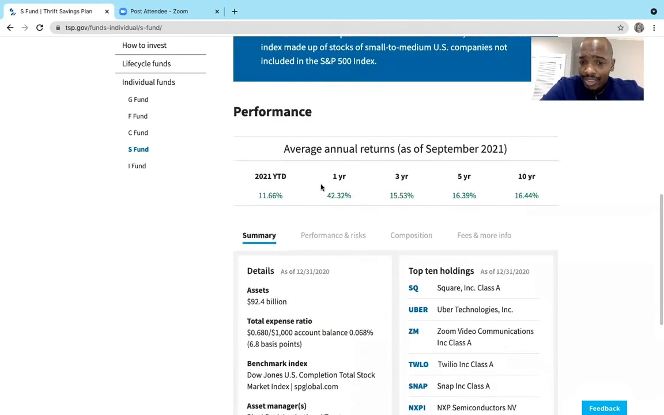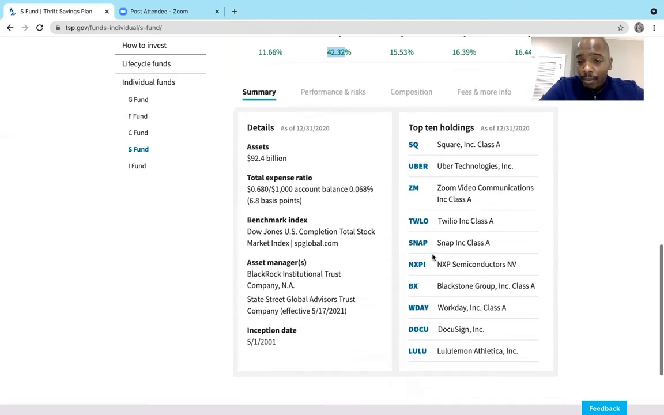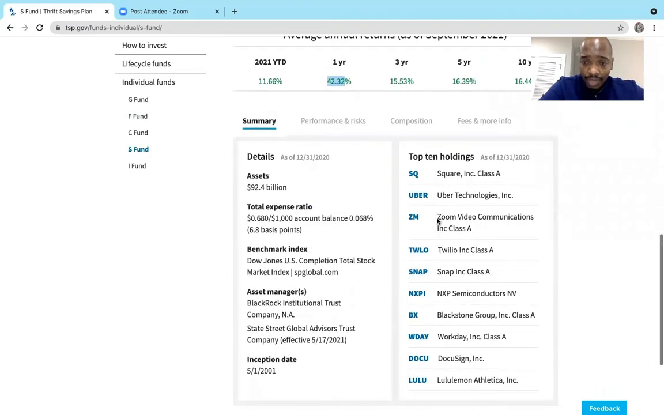We look at the performance. 1 year did 42%. 3-year, 5-year, 10-year average is over 15%. Some of the top 10 companies: Square, Uber, Zoom, which is what I'm recording on now, DocuSign, Workday. So companies we've heard of before, but they're not as massive as the Amazon and the Apples of the world.